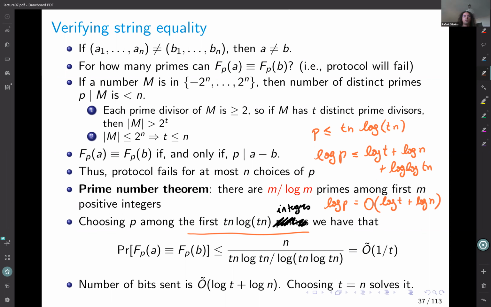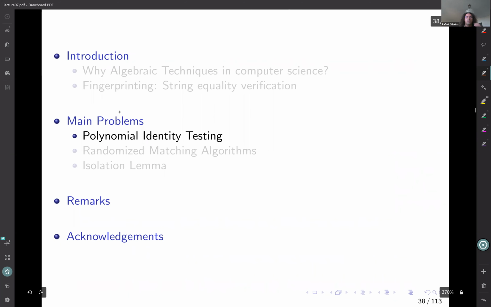Great. So this is how to verify string equality with much less communication. Now we need to communicate O of log n bits as opposed to n bits. So you can see the exponential improvement here by using this technique. Okay, so this is the first part of the lecture. So let me just stop here.